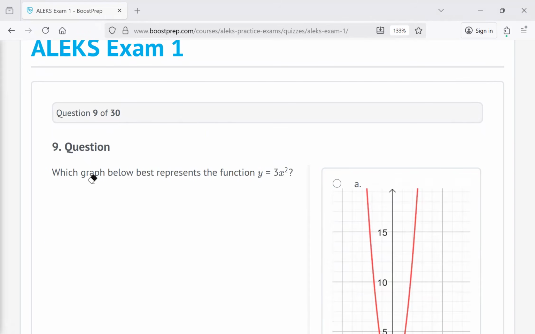Let's move on to 9. Which graph below best represents the function y equals 3x squared? So what do we know about this graph? Y equals 3x squared. I know it's a quadratic parabola because it has a power of 2. I also know that because this 3, the a value, is positive, it's going to open up.